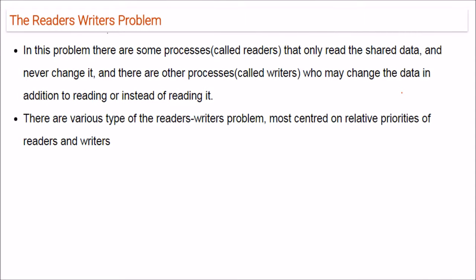The readers-writers problem. In this problem, there are certain processes, which we call readers, that only read the shared data and never change it. And there are certain other processes, which we call writers, who may change the data in addition to reading it. There are certain types of reader-writer problem, and they are mostly centered on the relative priorities of readers and writers.